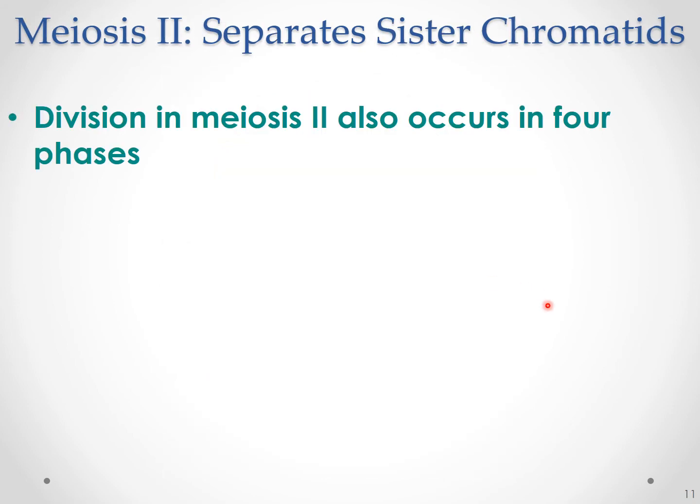Okay, so division in meiosis 2 occurs in similar 4 phases, except they have the Roman numeral 2 associated with them. So instead of prophase 1, we have prophase 2. Okay, and then of course metaphase 2, anaphase 2, and telophase 2, until we end up with the 4 gametes that we're going to have after both divisions have occurred.